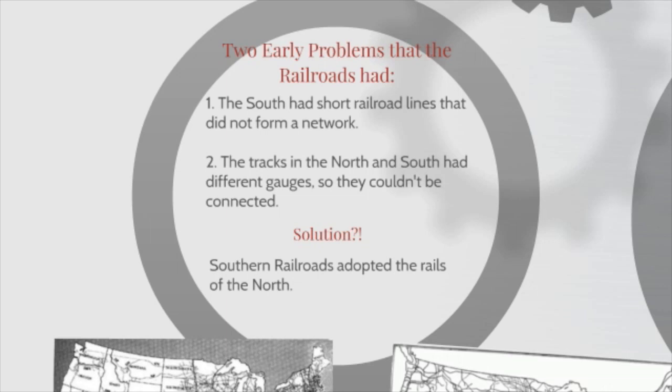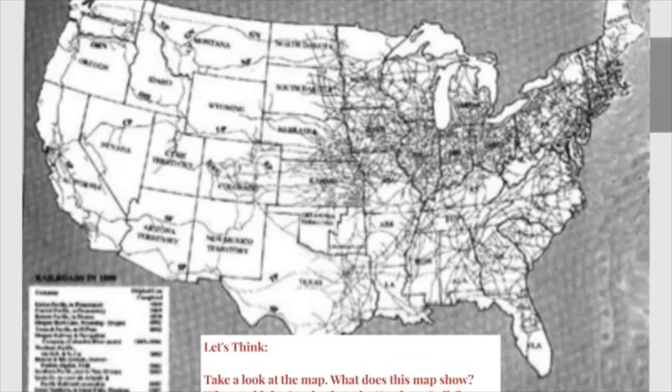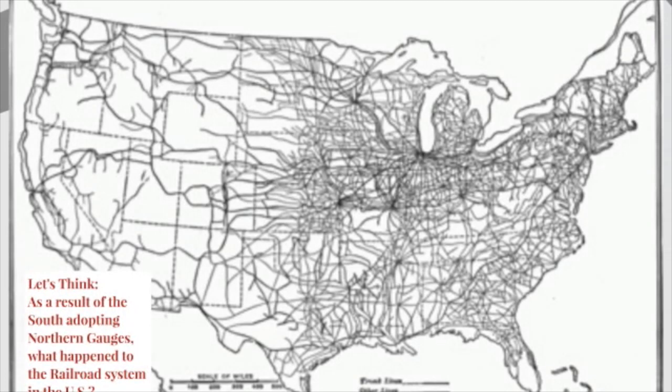Number 2, the railroad tracks were actually different sizes when you're comparing the North to the South. The gauges, the actual tracks, were different sizes, so you couldn't connect them even if you wanted to. So the solution was for the South to adopt the rails of the North. Now, if we look at this picture over here, let's just think. Take a look at the map. What does the map show? All these different squiggly lines represent different railroad tracks. So why would the South adopt the northern rails? If we shift our focus over here, as a result of the South adopting the northern gauges, what happens to the railroad system in the U.S.?